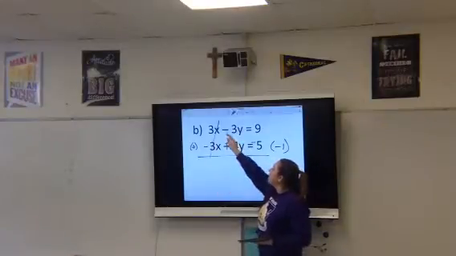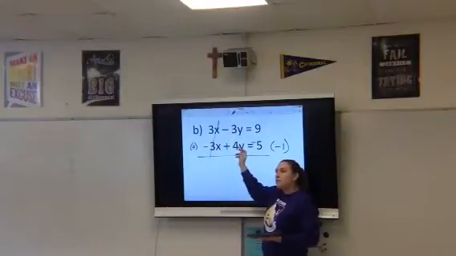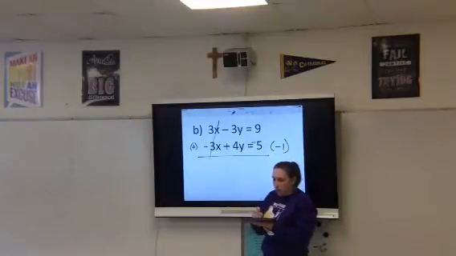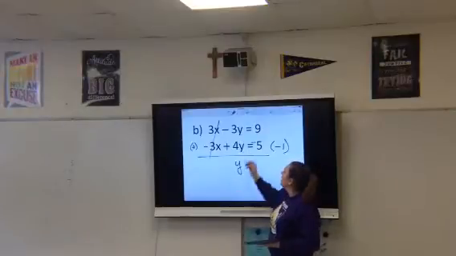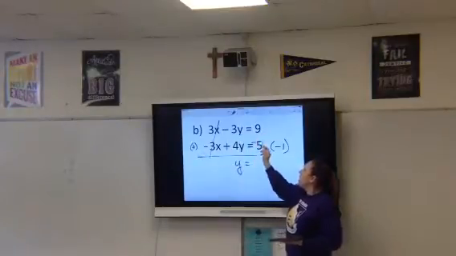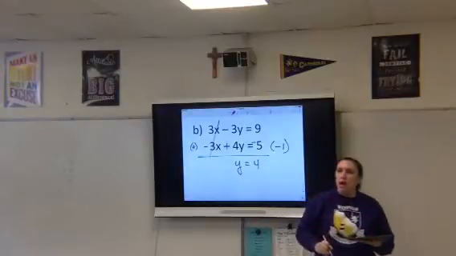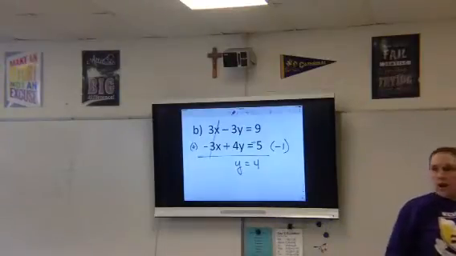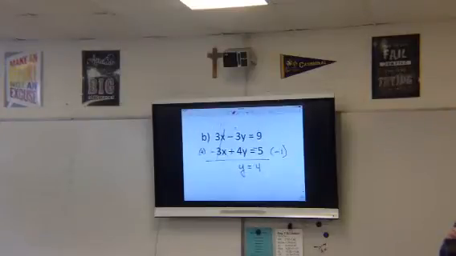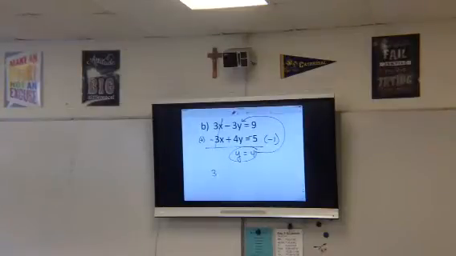So what is -3 plus 4? 1. So 1y, or y. I'm not going to put a 1 in front. And if I look here, I have 9 plus -5, or just 9 minus 5. That's 4. Now you've got your answer: y equals 4. Now plug it back into one of the originals. I'm just going to plug it in on top since they're about the same. It's not going to matter. So we have 3x minus 3 times 4 in place of that y equals 9.